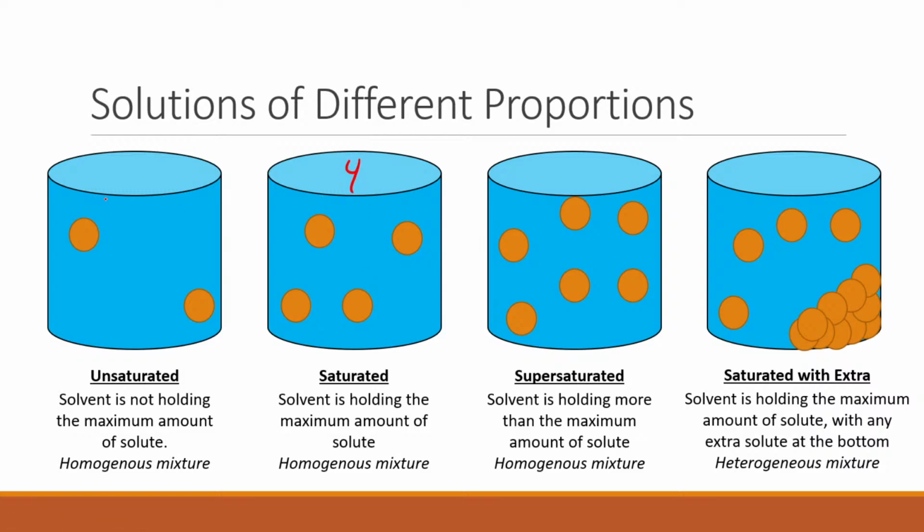Anything less than 4 would be unsaturated. Right, this cup holding 2 orange balls here, 2 orange molecules, is an unsaturated cup of water. It is not holding the maximum amount of solute. Right? We know that that is 4. A supersaturated solution is when the solvent is holding more than the maximum. Right? So that's anything 5 or higher for this diagram.